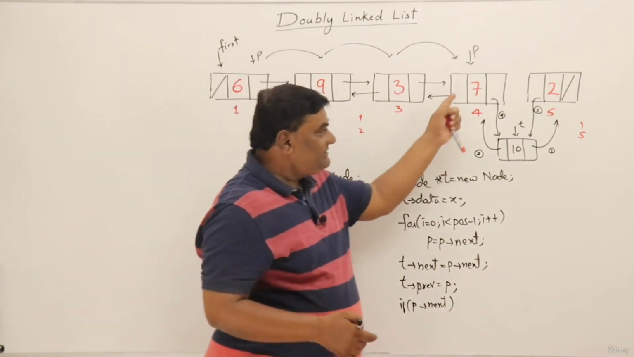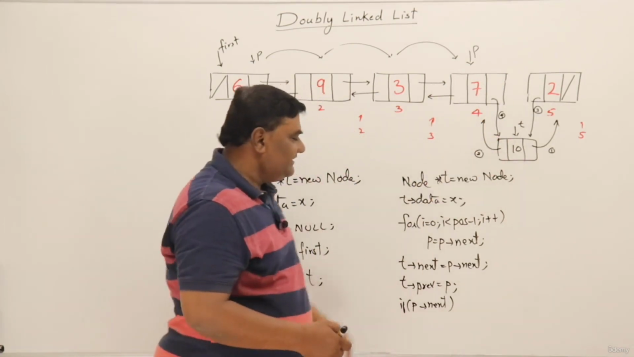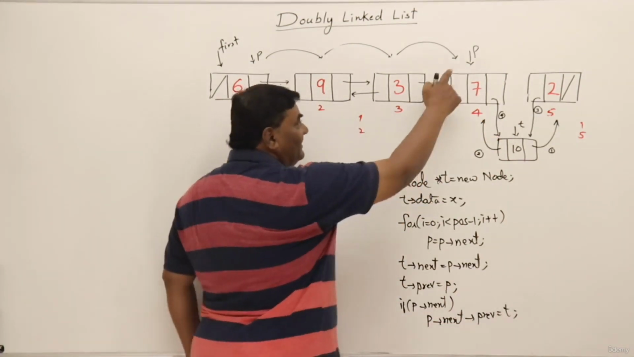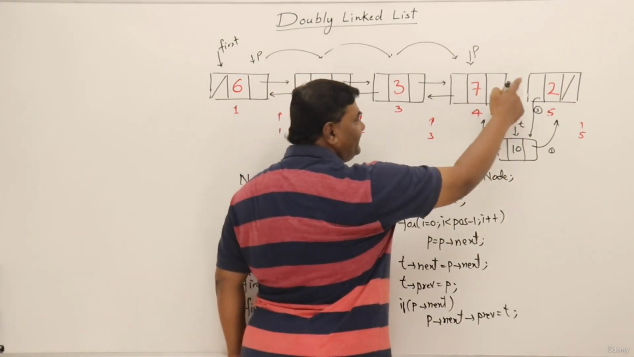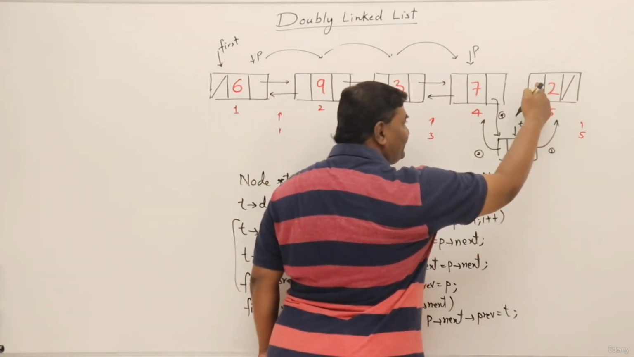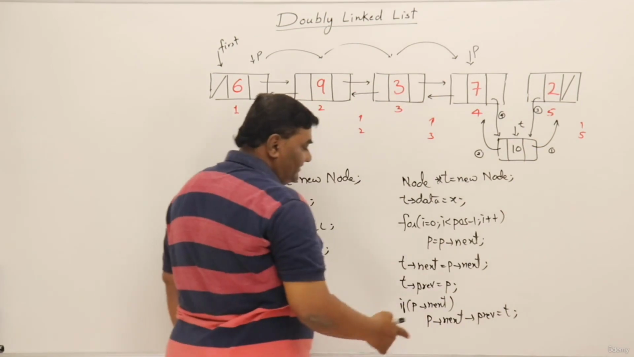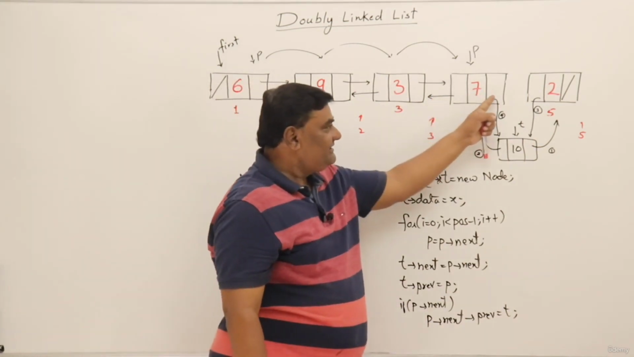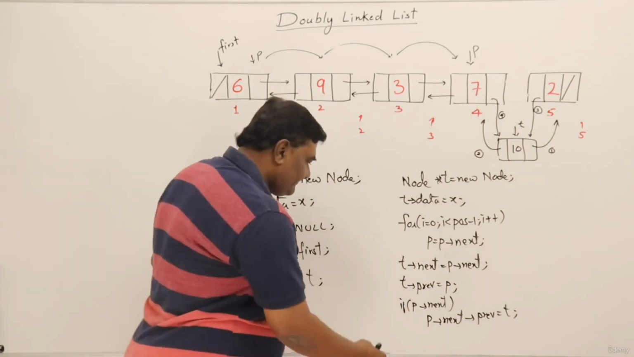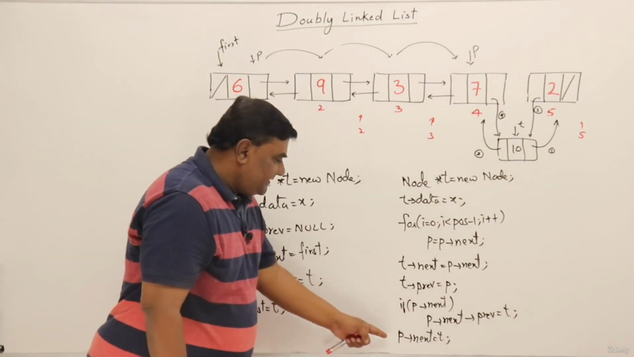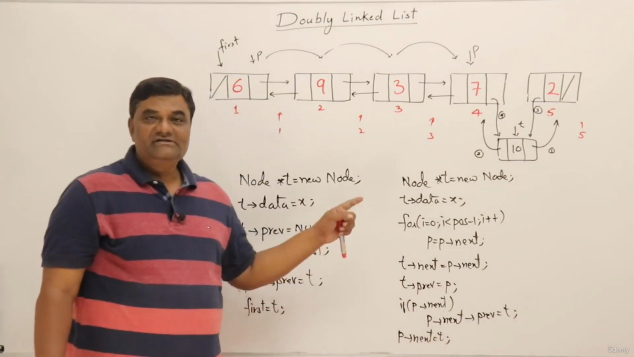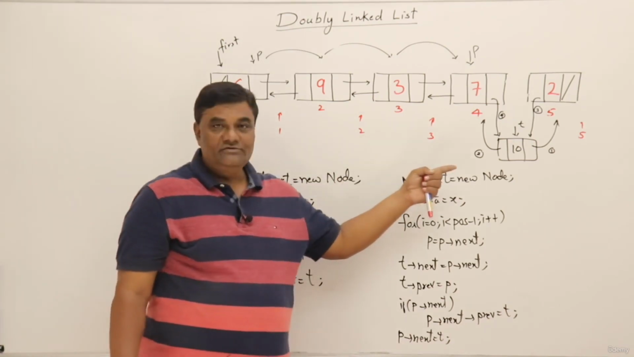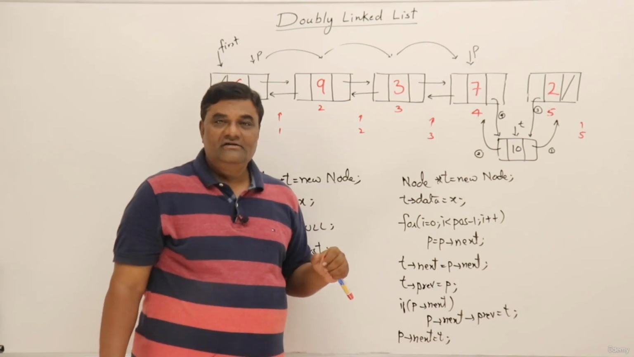If P is next is not null, or not 0, then say P is next previous as T. P is next, this one, means this node. Its previous, this one, is assigned with T. So I have modified this third one. Now fourth one, P is next is T. So all these steps are over. So these are the steps for inserting a new node at a given place.